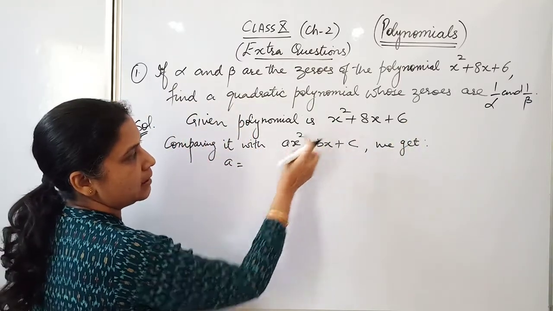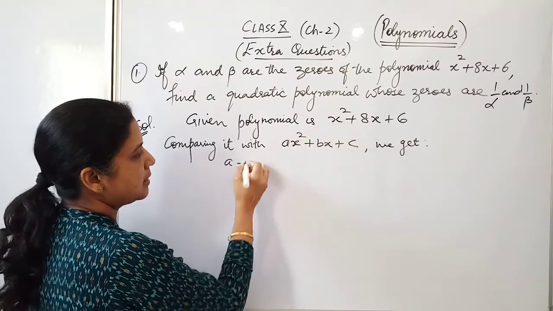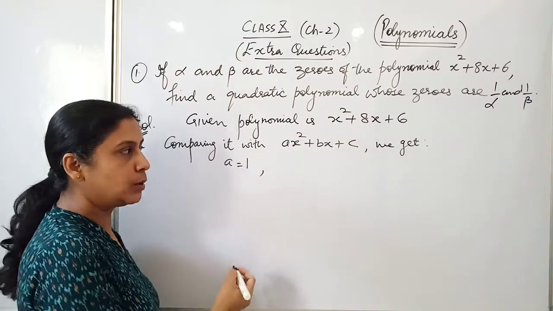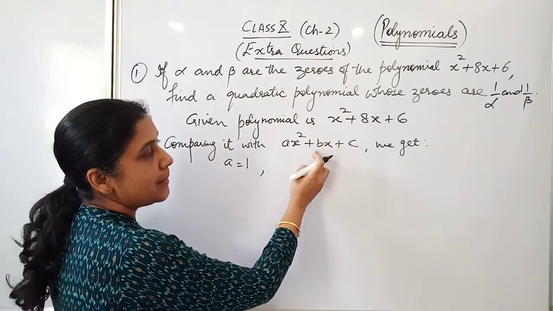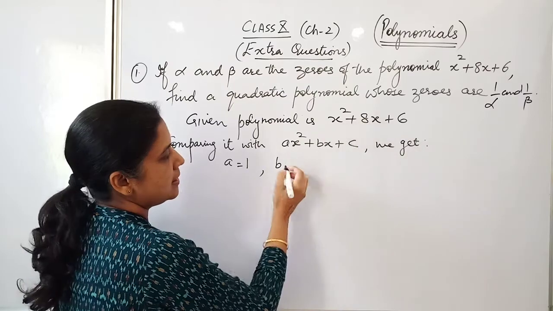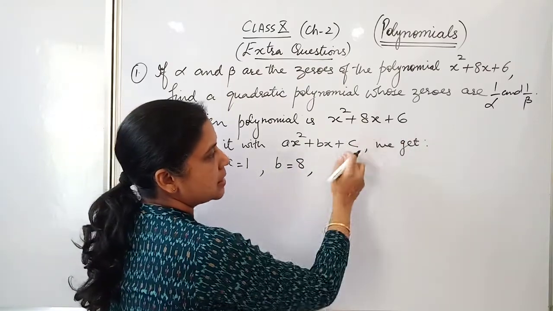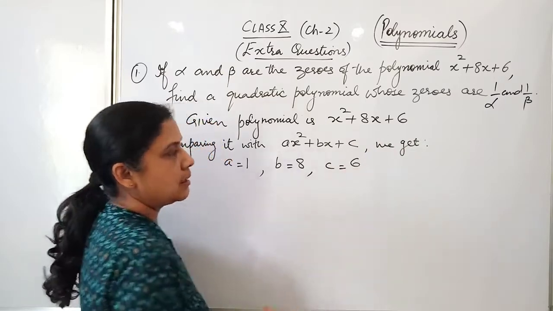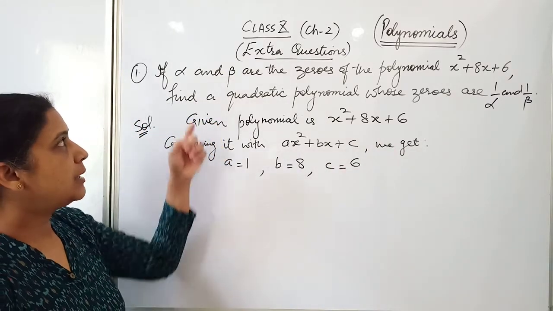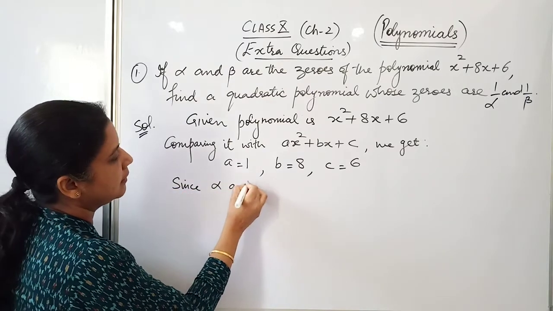When we compare, the coefficient of x square is a and here the coefficient of x square is 1. So I get a is equal to 1. Next term, the middle term, the coefficient of x is equal to b and here the coefficient of x is equal to 8. So I get the value of b as 8 and the constant term c is taking the value 6.